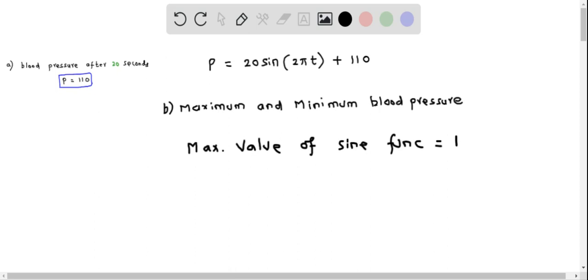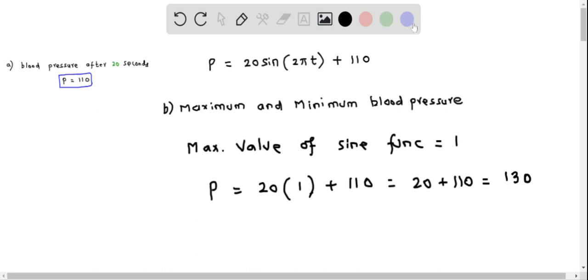And so plugging this 1 into the equation for P, we get P equals 20 times the maximum value of the sine function, which is 1. So we replace the sine function by 1, plus 110. And so this gives 20 times 1 is 20, plus 110. And so this gives 110 plus 20 is 130. And this is the maximum blood pressure.